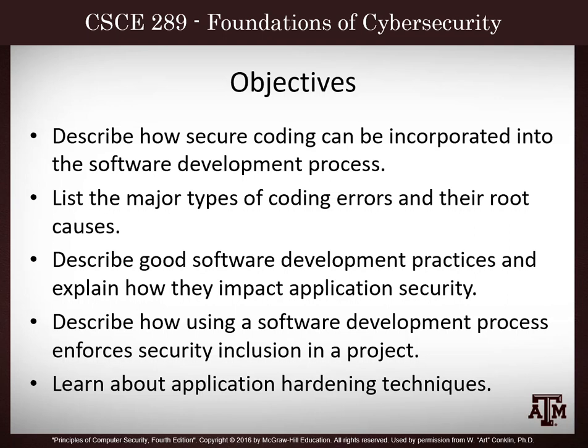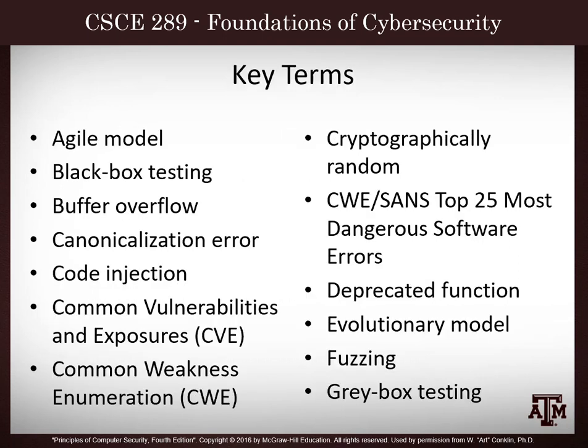You need to know major types of coding areas and their root causes. Don't forget you've got the OWASP Top 10, which according to the syllabus, by this time you should have reviewed. You want to describe good software development practices and how using a software development process enforces security. And you need to know the application of hardening techniques. Now again, this is a different audience for this class, so I'm not going to hold you to showing you some code and asking you what the problem is. I just want you to know the process. Let's go through the definitions.